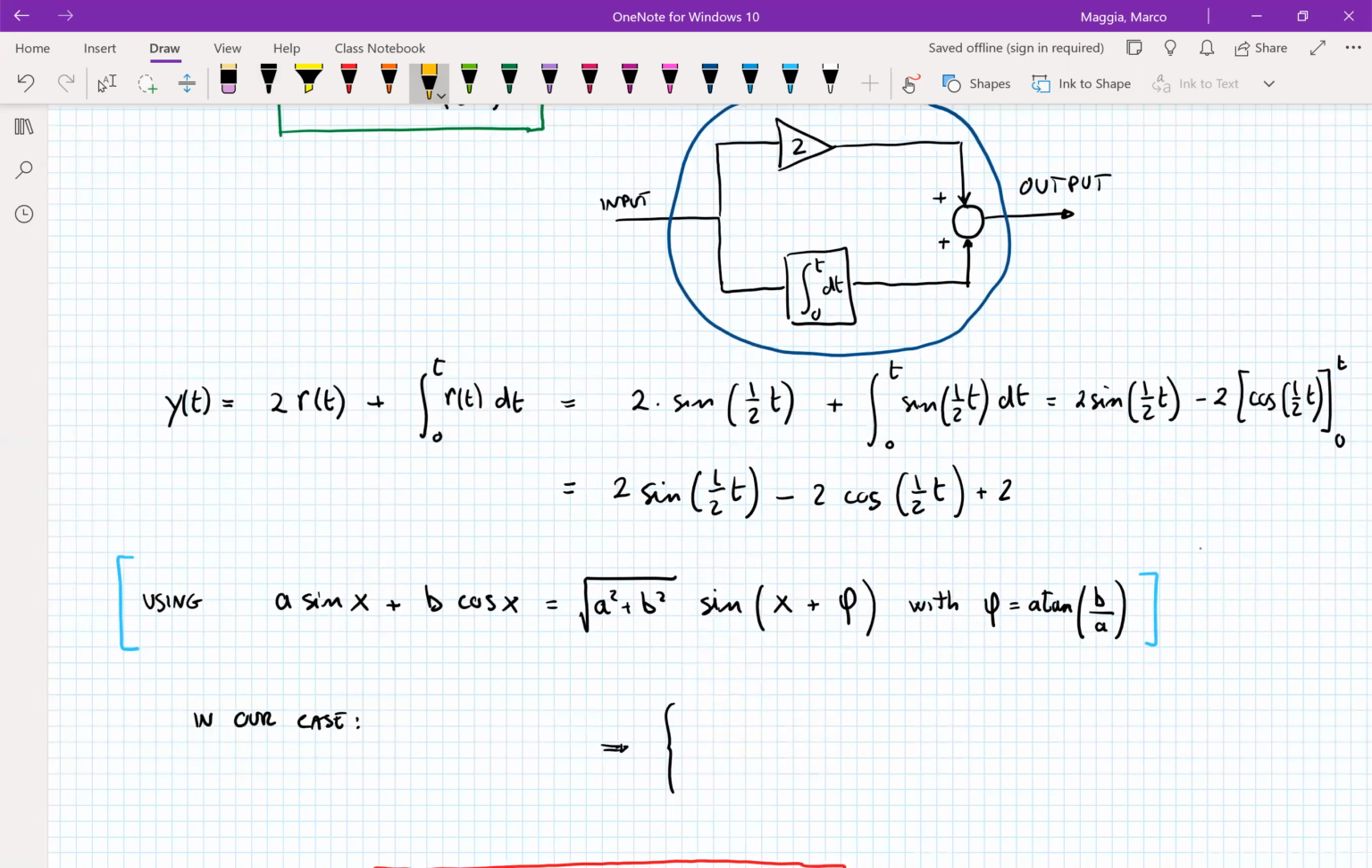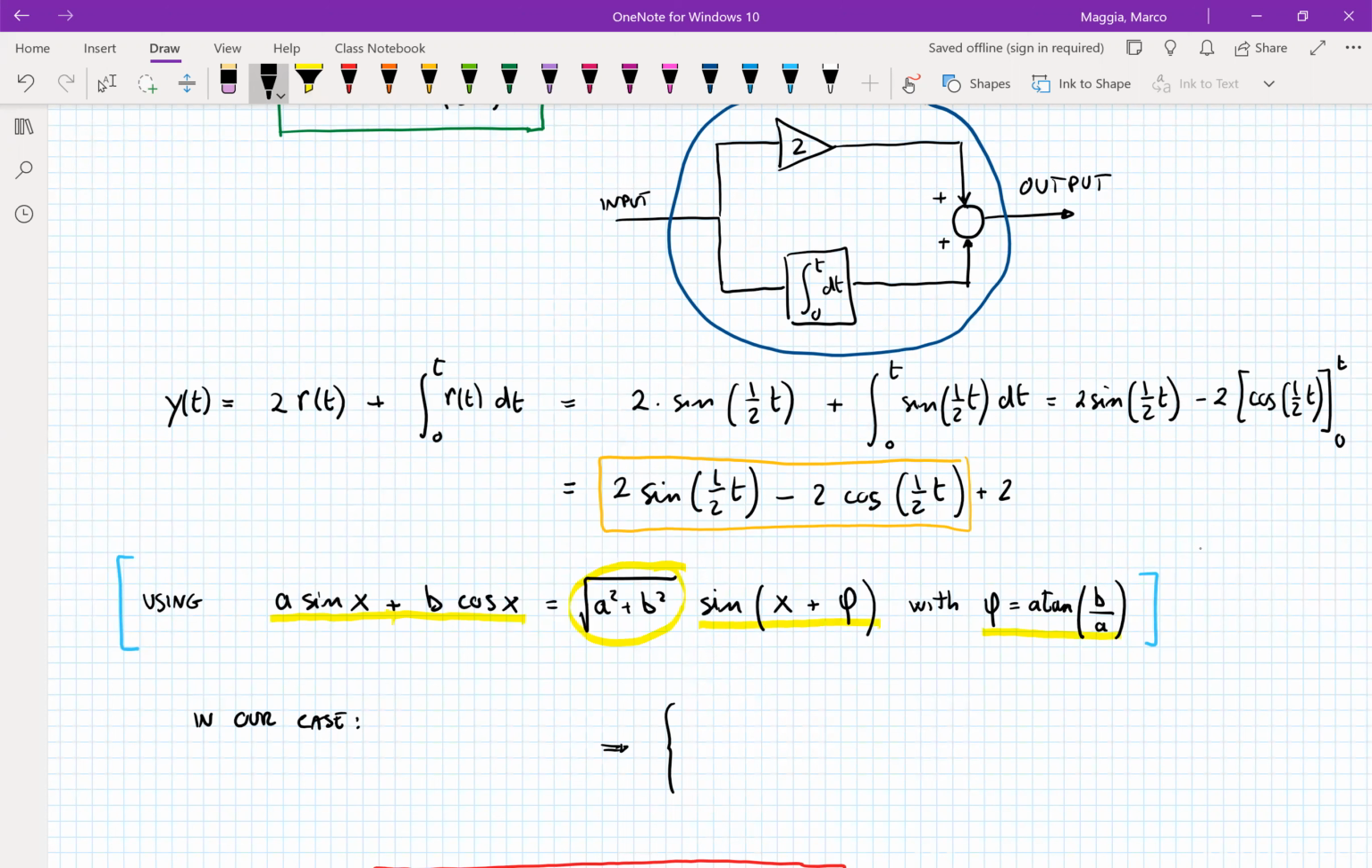All right, so now let's focus on the two sinusoidal terms in this output, that is 2 sine 1/2 t minus 2 cosine of 1/2 t. And here we're going to use a trick. When we have a times sine of x plus b cosine of x, that can be transformed into the square root of a squared plus b squared times sine of x plus phi, where phi is the arctangent of b over a.